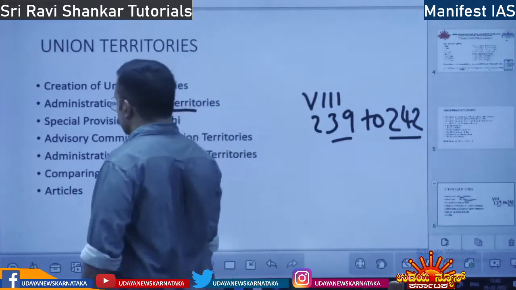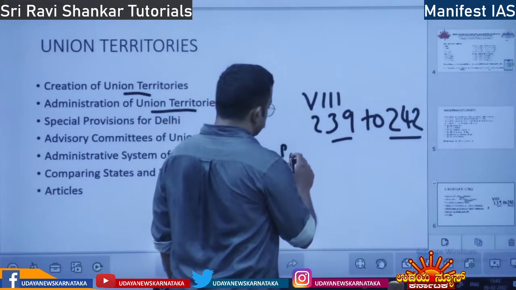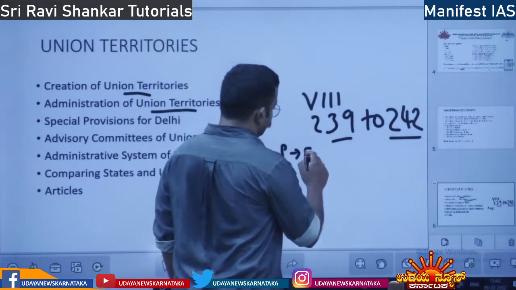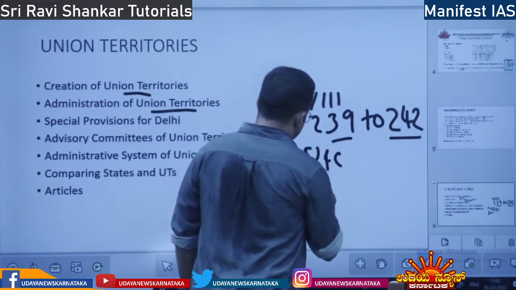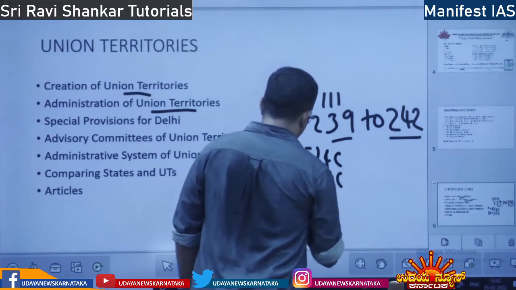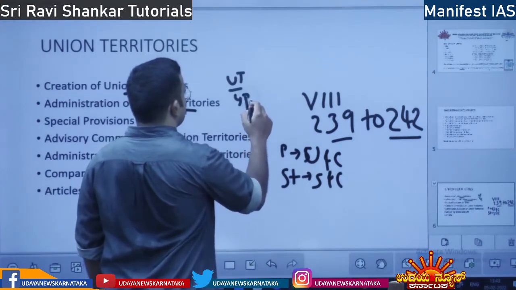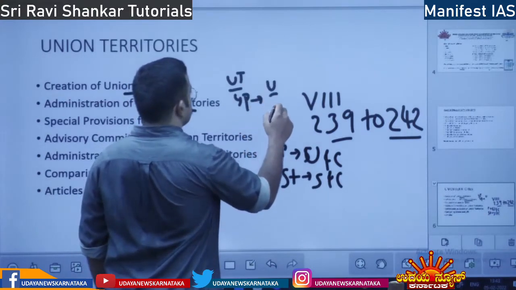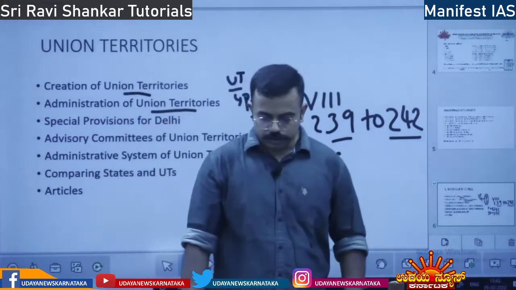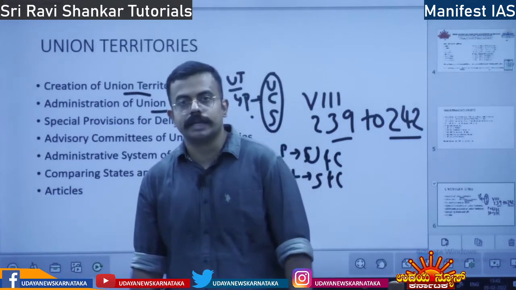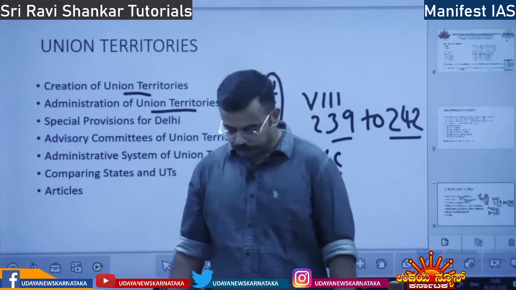So in the states, what happens? The parliament makes laws on state list, union list and concurrent list. State government forms laws on state list and concurrent list. However, in the case of union territories, parliament makes laws on union list, concurrent list and state list. In all the three lists, parliament makes the law. Okay, this is the difference between law making powers among the states as well as union territories.